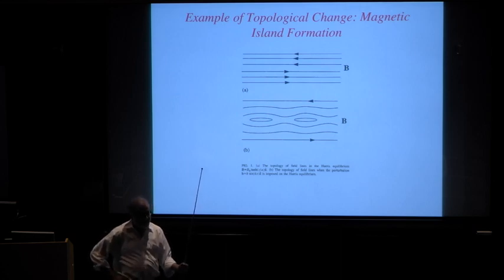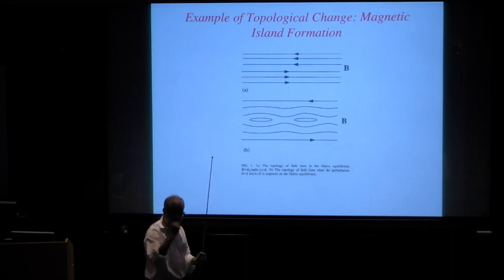But diffusion is different from reconnection. As you will see, and I'll demonstrate in class, reconnection occurs on a time scale much more rapid than diffusion. And the key ingredient that separates whether you get diffusion or reconnection is topology.